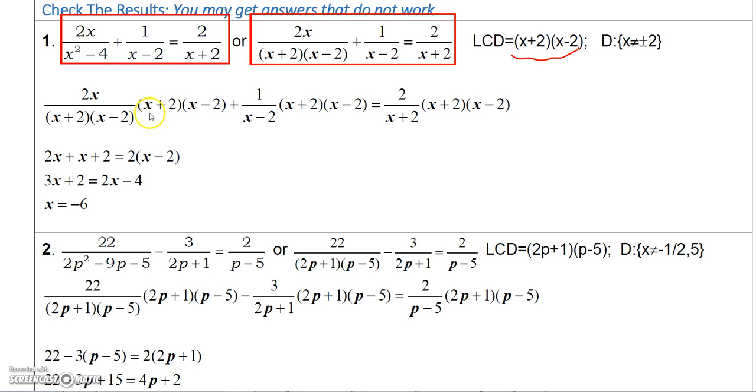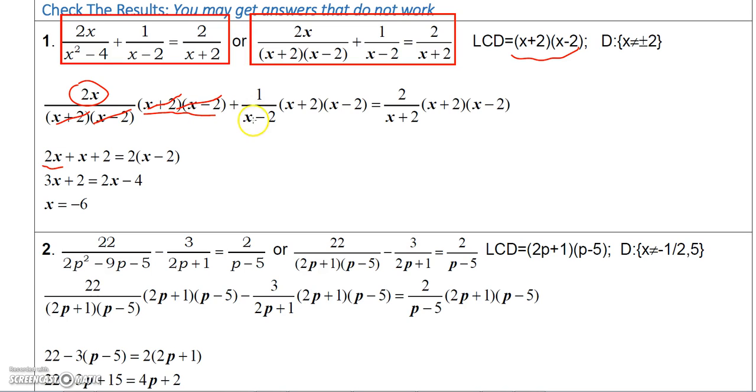So I'm going to take this x plus 2 times x minus 2, and I'm going to multiply it by this fraction here. And then when I do that, both factors, the x plus 2's cancel and the x minus 2's cancel, and I just get the 2x. So I just get 2x there.